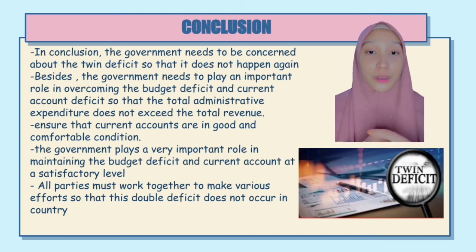Besides, the government needs to play an important role in overcoming the budget deficit and current account deficit so that the total administrative expenditure does not exceed the total revenue. They also need to ensure that the current accounts are in good and comfortable condition. Next, all parties must work together to make various efforts so that this double deficit does not occur in the country.